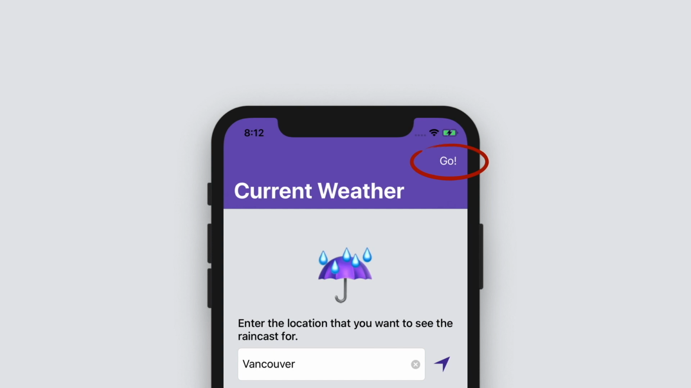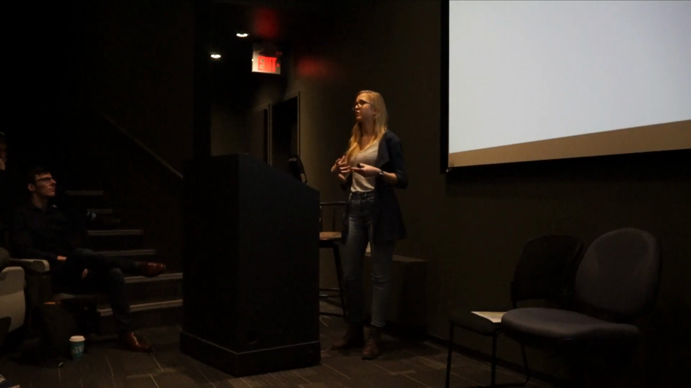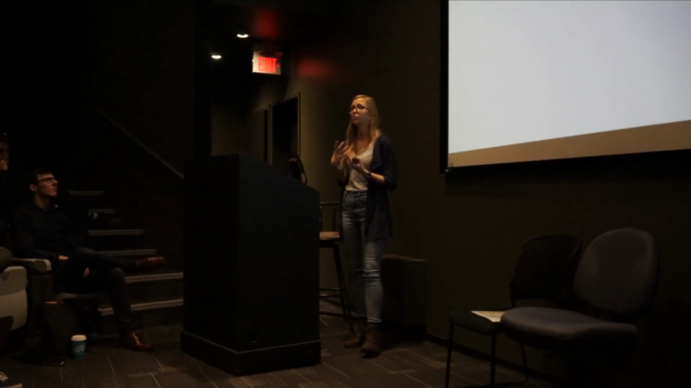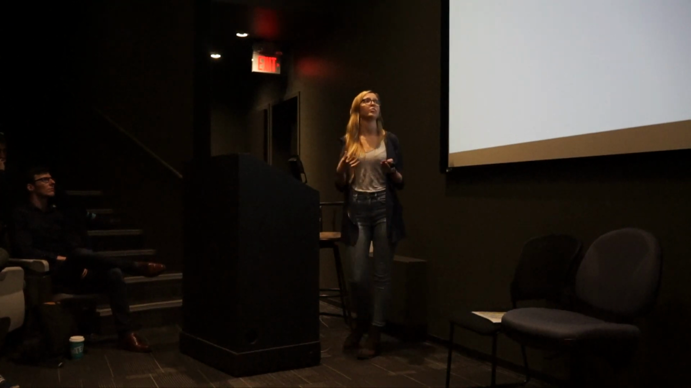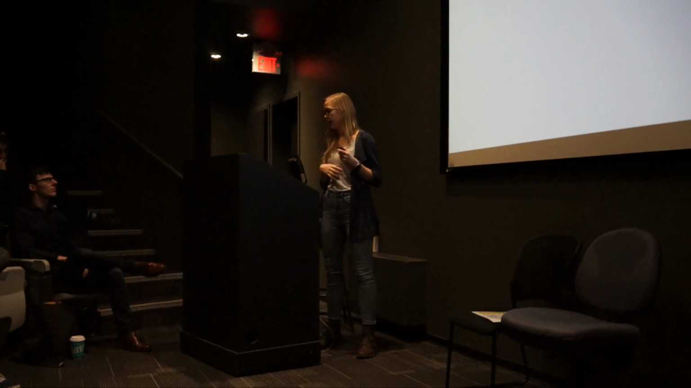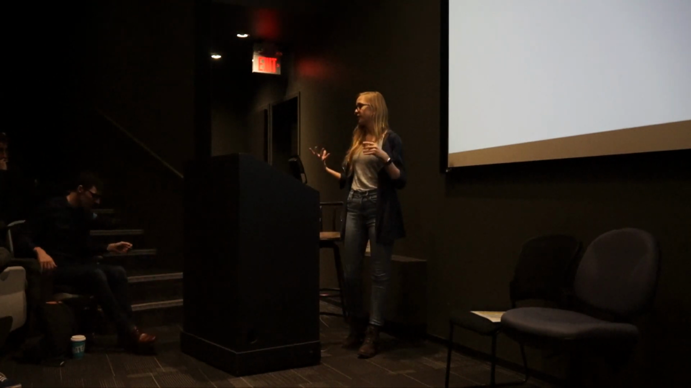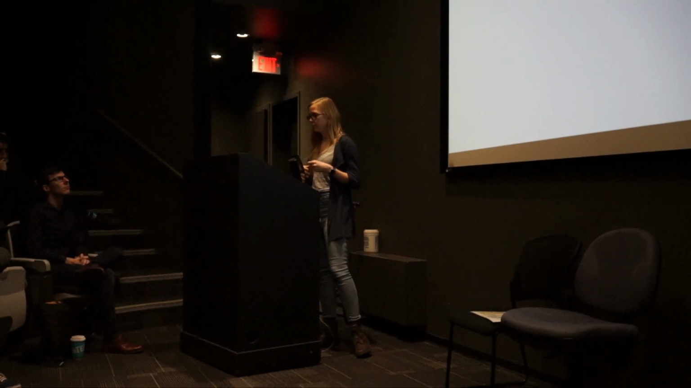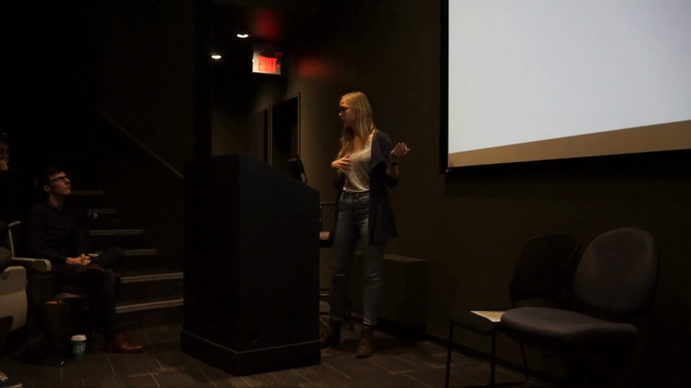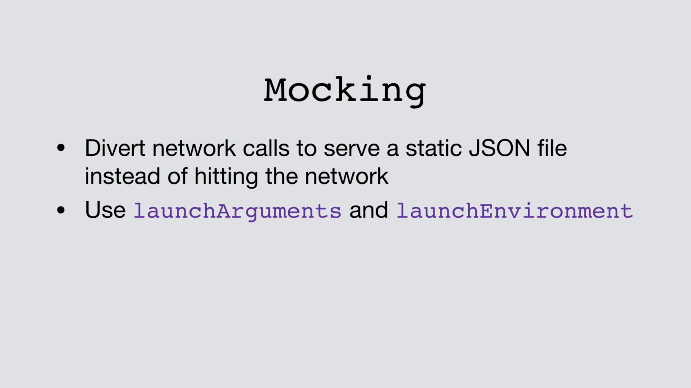For that, we can use something like mocking. Mocking is something I'm going to use now for network calls, but it's also a perfect candidate to be used for things like permission requests or location data. What mocking does is divert our network calls, and we serve some static JSON data rather than hitting our network. And for this, we will use our app's launch arguments and our launch environment.